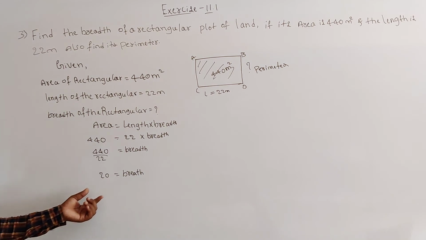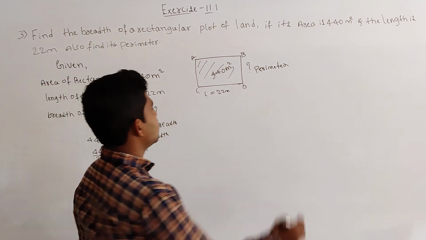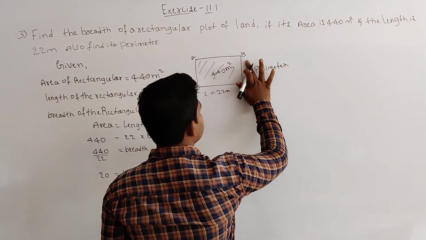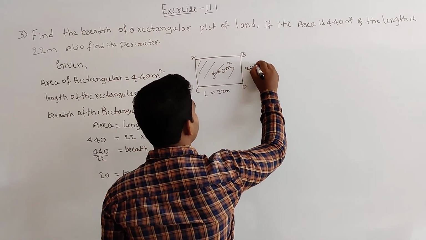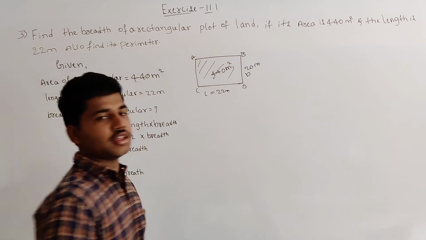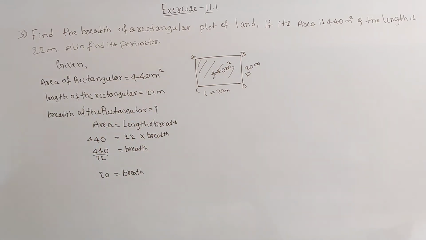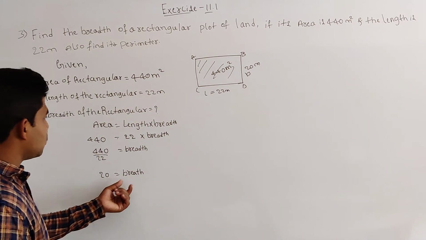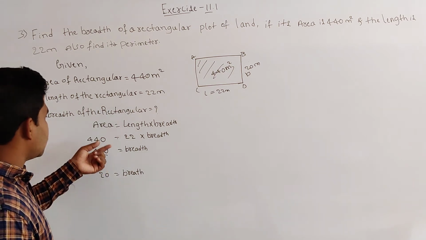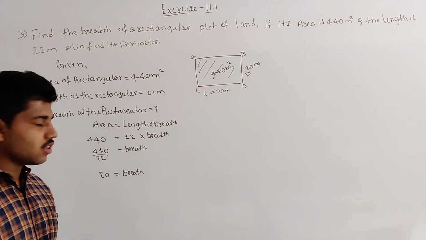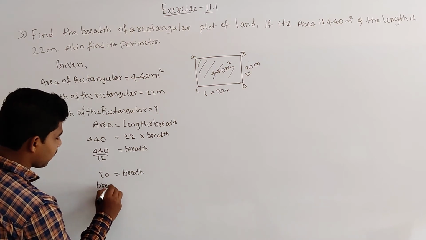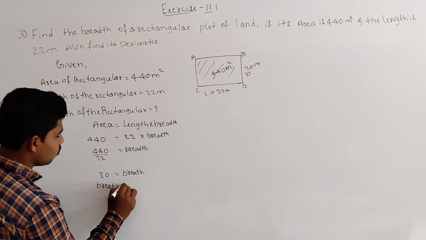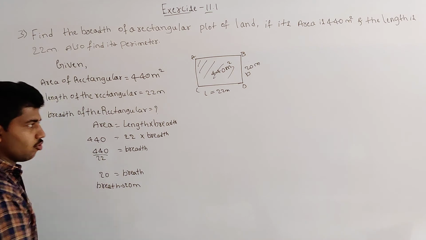What is the length of the breadth? Breadth is equal to 20 meter. You get the measurement. And next, we already got the breadth and the length. What is the length? 22 meters. We got the length, and the breadth is equal to 20 meters.